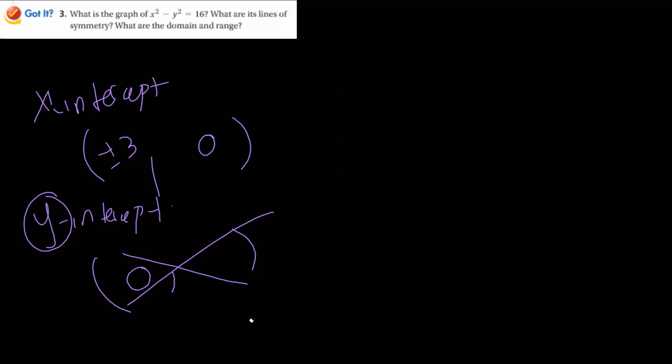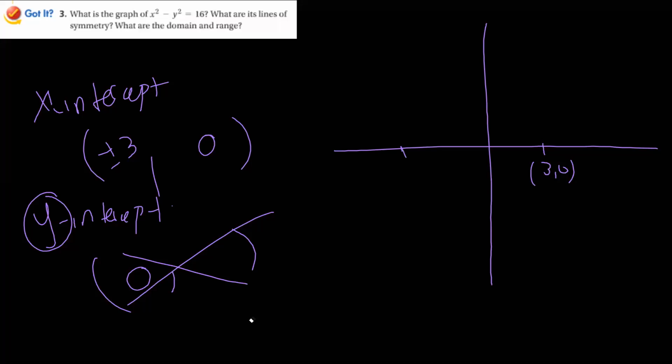So here I have now x squared minus y squared. So for this equation, I have only x-intercept, at point 3, 0 and at point negative 3, 0.